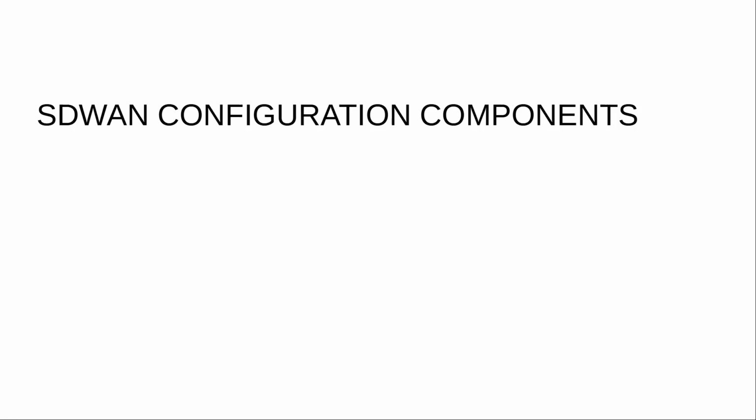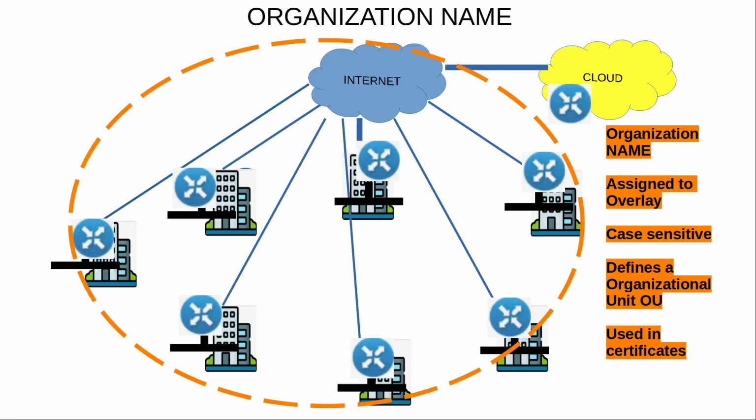Let's make a summary of SD-WAN configuration components. Remember that the Cisco Catalyst SD-WAN solution is multi-tenant. This means that it can provide service to different companies, or maybe to one huge company that wants to have separate SD-WAN networks. So in any case, you will need at least one organization. So make sure to create one organization name.